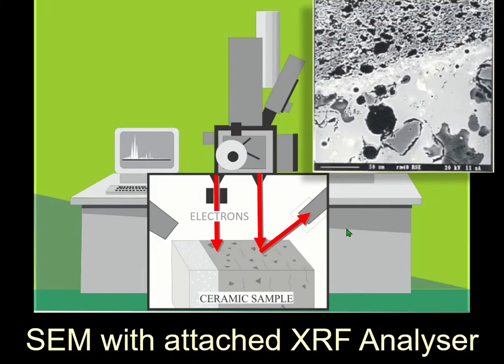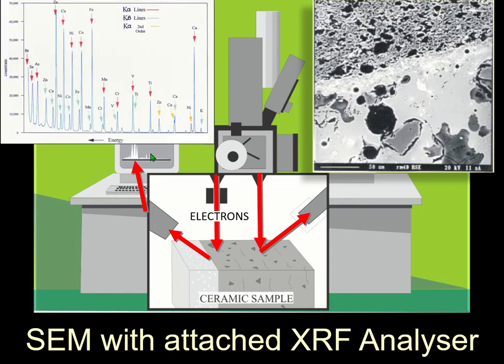So another thing you can do is have a focused beam of electrons, which will zap microscopic bits in here, like specific inclusions or areas of, say, glaze, and create this spectrum, which shows you effectively what elements are in it. It's tremendous fun.